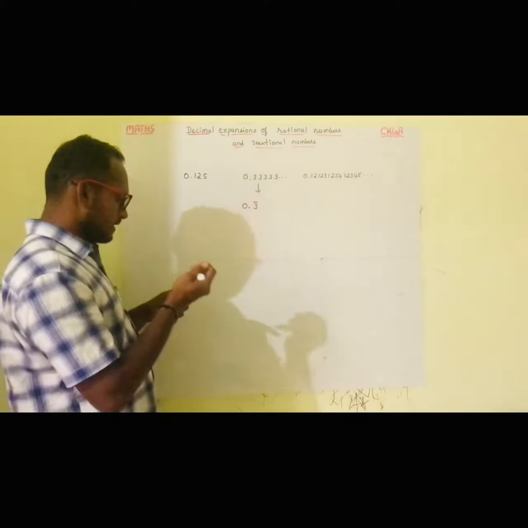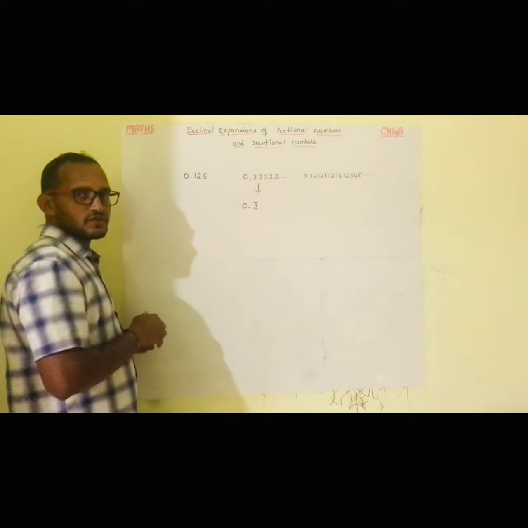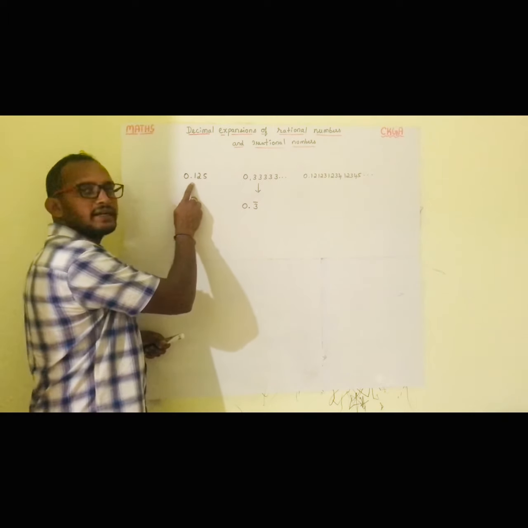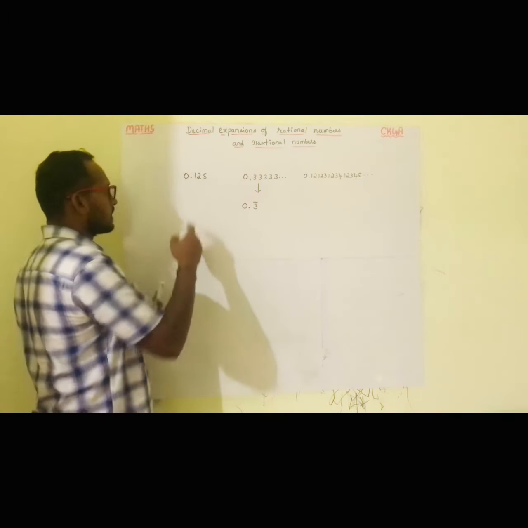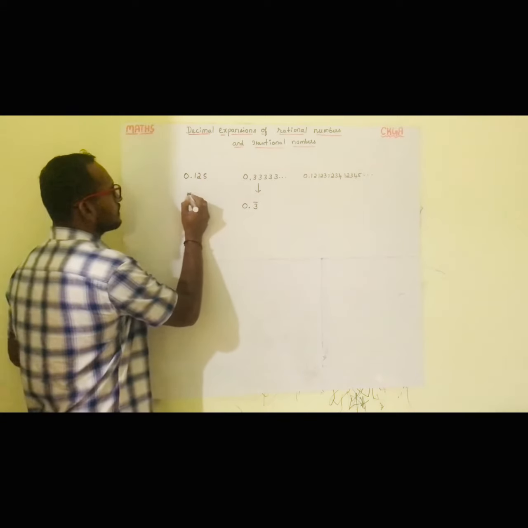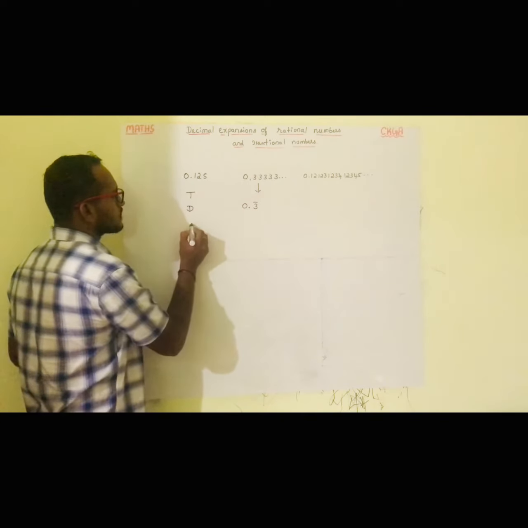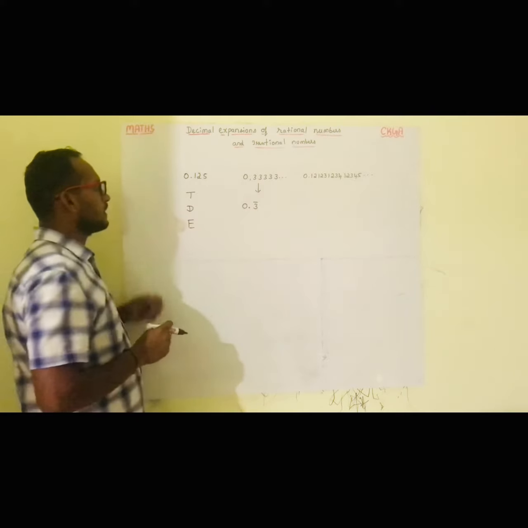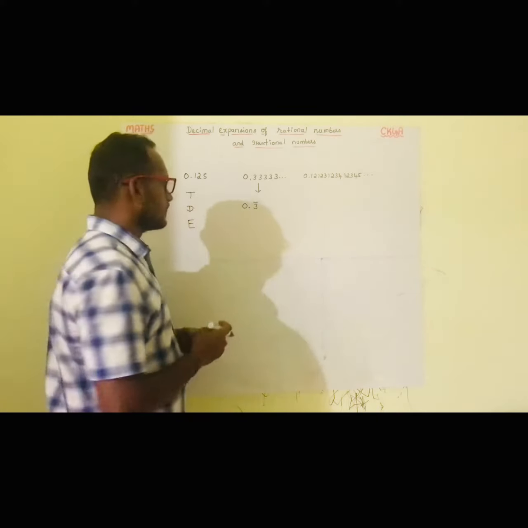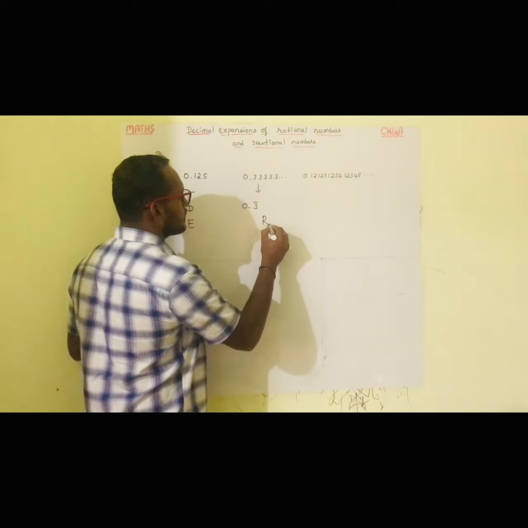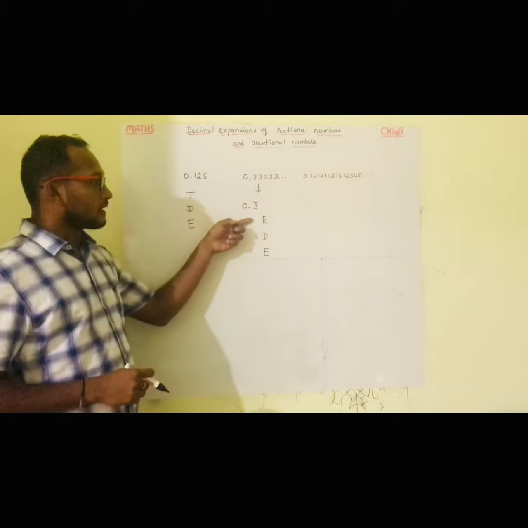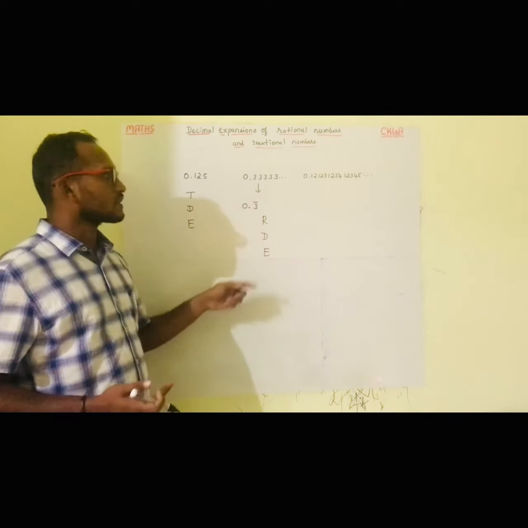So now let me name all three decimal expansions. This kind of expansion we can call a terminating decimal expansion. The next one is a repeating decimal expansion, I can call it RDE. You can say a repeating or recurring decimal expansion.